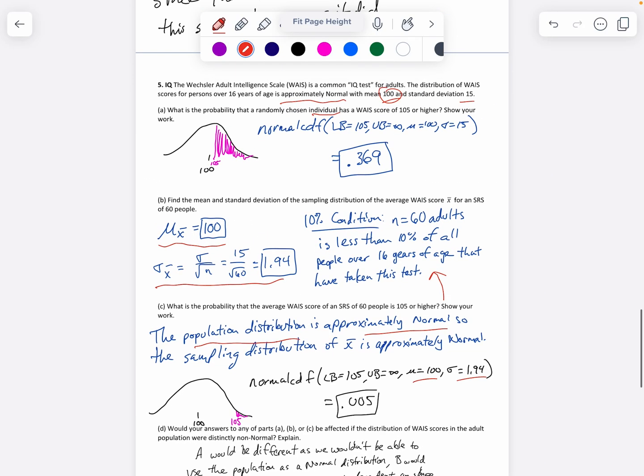So it makes sense, right? It makes sense that if you only do one person at a time, we could just happen to find a really smart person. But if you do 60 people at a time, for them to average 105 or higher, there needs to be a higher amount of smart people in that group.